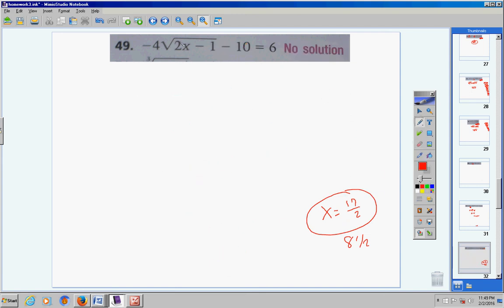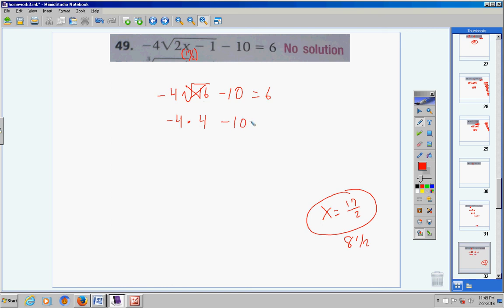If you put 17 over 2 right here, use a calculator if you need to, guys, okay? 2 times 17 over 2 is 17. And 17 minus 1 is 16. So I have negative 4 square root of 16 minus 10 equals 6. Now, what is the square root of 16? 4. So now I have negative 4 times 4 minus 10.